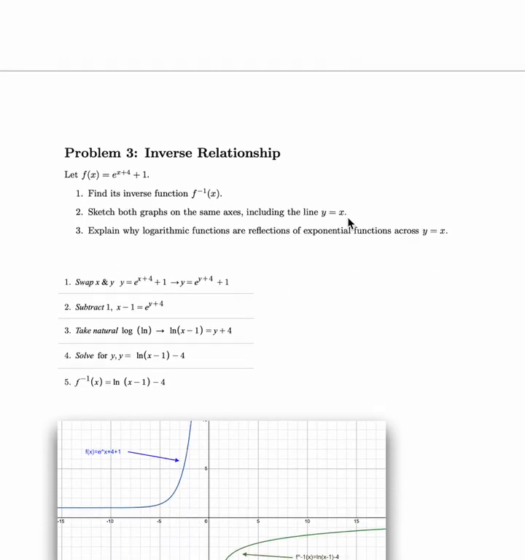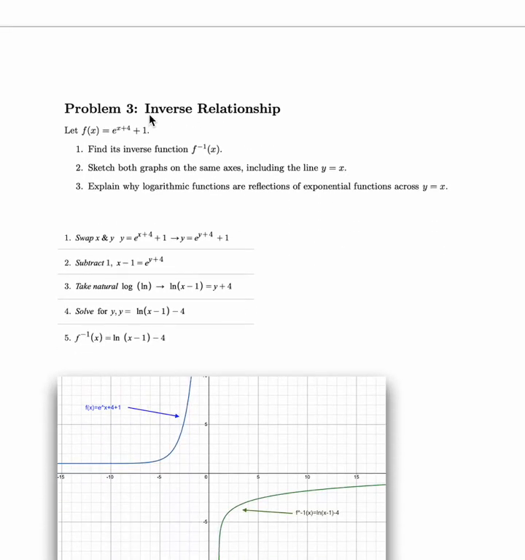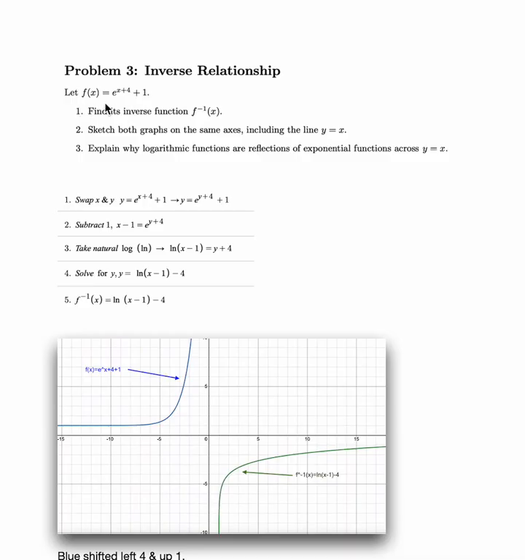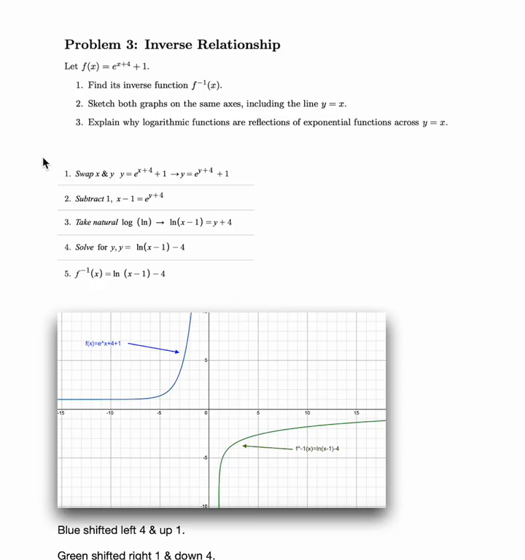Okay, on to problem 3. Inverse relationships. Let f of x equals e to the x plus 4, plus 1. We need to find its inverse function, f to the negative 1 of x, and then sketch both graphs on the same axis, including the line y equals x.